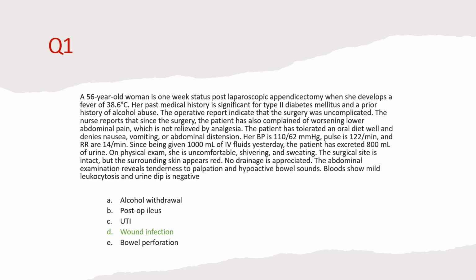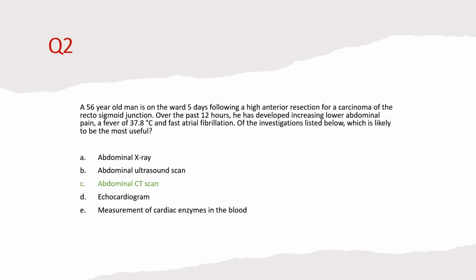Going on to question 2, we can see that this patient is day 5. So there's a high chance that there's an issue with wound healing. They've had an operation, and over the past couple of hours, they've developed some abdominal pain and temperature and AF. In this case, AF can develop secondary to infection or secondary to sepsis, which just shows that it's quite severe and systemic. And other investigations below, which is likely to be useful. So in this case, what are we thinking?